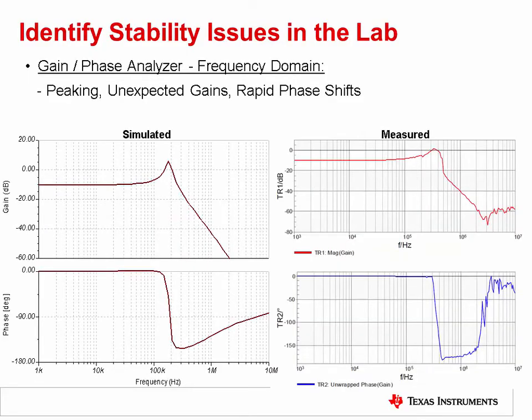In addition to oscilloscopes, gain phase analyzers can be used to measure the frequency response of a circuit, which can also be used to identify stability issues. These results compare a circuit's simulated gain phase response versus the measured response. Gain peaking, rapid phase shifts in the frequency domain, or unexpected gains are all indicators of stability issues. When trying to measure the gain and phase of an unstable circuit, it is common for the measured response to appear jagged or not clean, and may be difficult to measure over the full frequency range. Watch for those more subtle signs of stability issues as well.